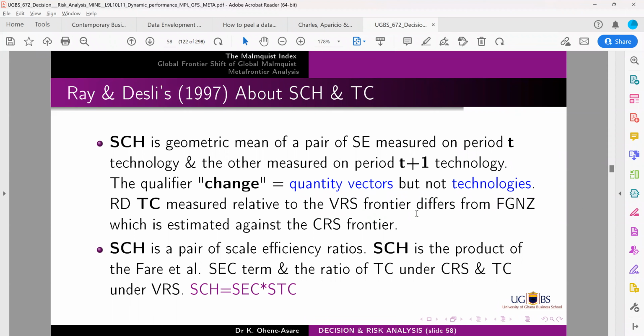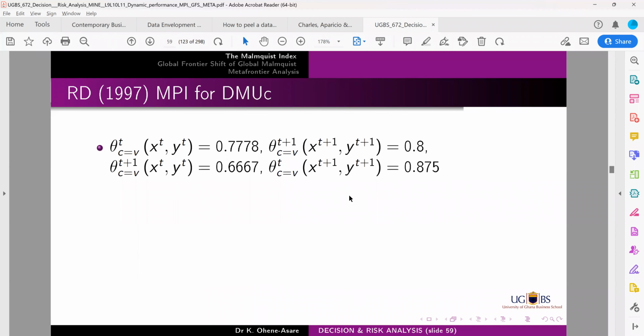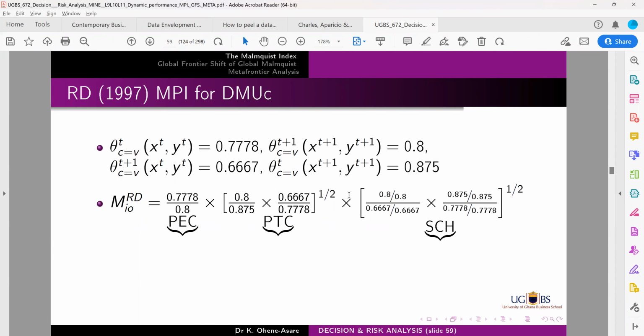Of course, the interpretation of the scale change that I spoke about is what is here. It is a geomean of a pair of scale efficiencies, one measured relative to period T technology, and the other measured relative to period T plus 1 technology. The word change is for quantity instead of technologies. And what they did is that they looked at the measurement relative to the VRS, and this is different from the Färe-Grosskopf-Norris-Zhang decomposition, which I said, because that one was relative to the CRS.